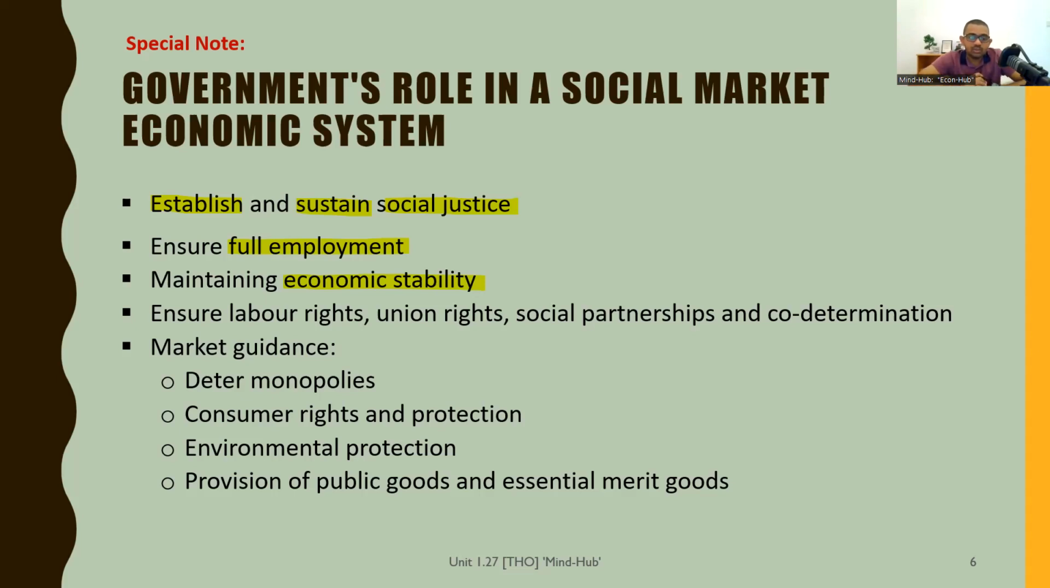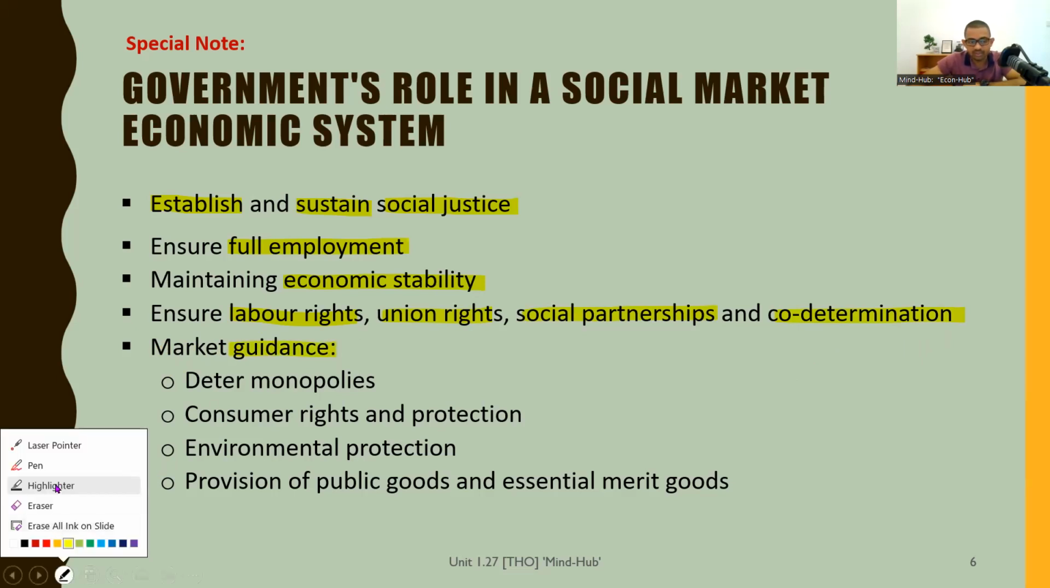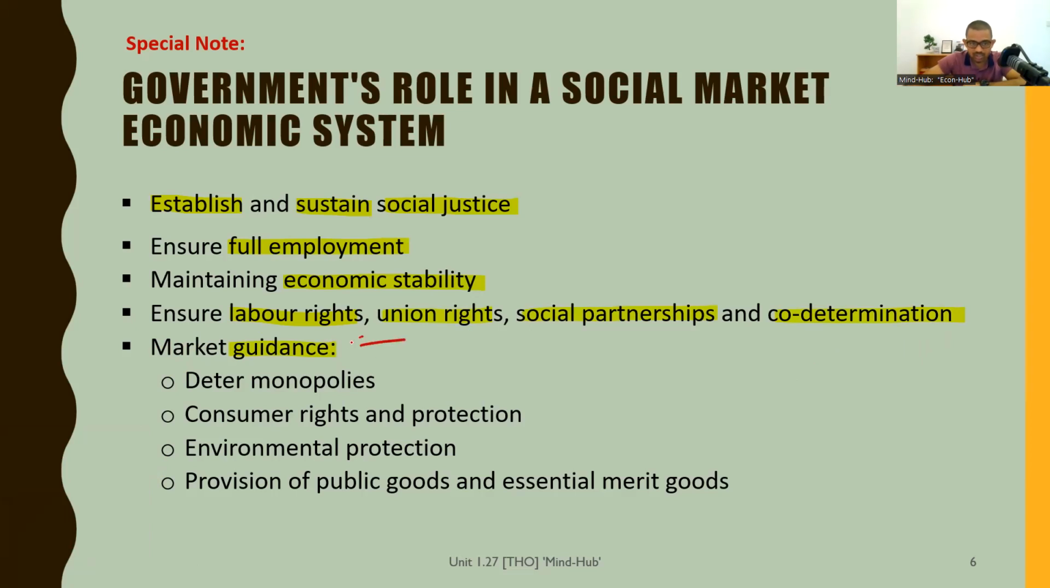Got it? Right. So when you have very high poverty levels, you can't talk about human rights and social safety, no point. Right? Ensure labor rights. Remember? Labor rights, union rights, social partnerships, and co-determination. All these are broadly coming under the different types of human rights we talked about, the 5 types of human rights we talked about, the civil, political, economic, social, cultural, all that, right? Then market guidance. Market needs to be guided. Who needs to give this market guidance? Now we are talking about the government's role within a market economic system. So government should provide the guidance to the market.